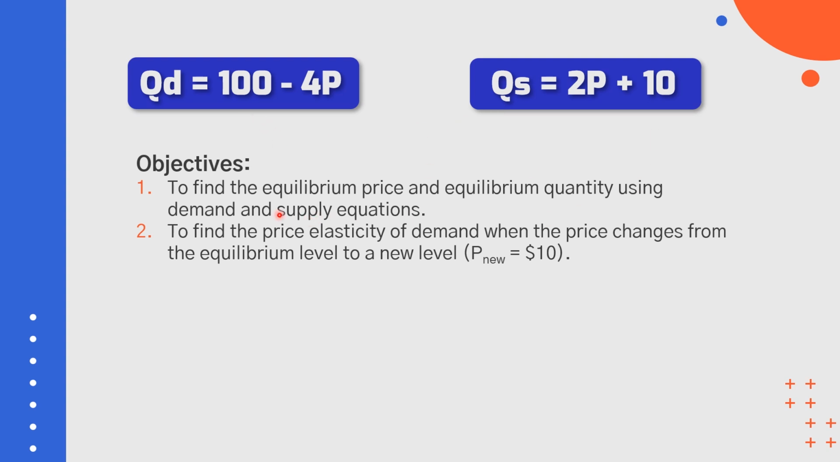So again, we need to find the equilibrium price, equilibrium quantity, and price elasticity of demand when the price changes from the equilibrium level to a new level. What does it mean? In order to provide an answer to the second question, we need to find the equilibrium price, which will be found right here. And we should be treating the equilibrium price as the initial price and the new price at the level of 10. Okay, so let's do it step by step.